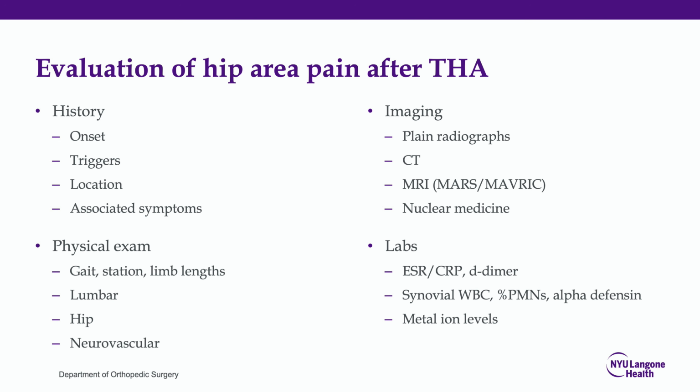On your imaging, you're going to start with plain radiographs, and these are really the workhorse for evaluation of a painful total hip. Oftentimes your diagnosis will be staring right at you, whether it's a loose component, a malpositioned component that's causing dislocation or irritating the psoas tendon. But sometimes the etiology is not evident, or sometimes we need additional information.